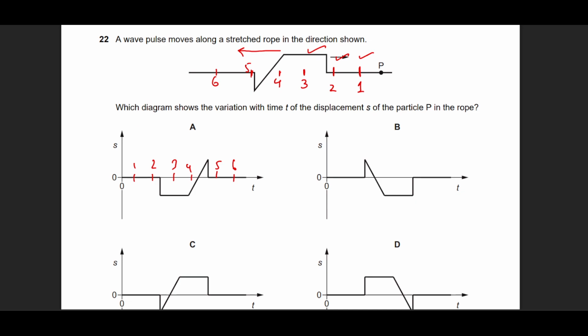You see in option A, it encounters nothing. Okay, there is no change. All right, there is no change, but immediately the displacement becomes 0. No, it should have become positive. P is moving upwards. So option A is rejected. No time, no use wasting more time.